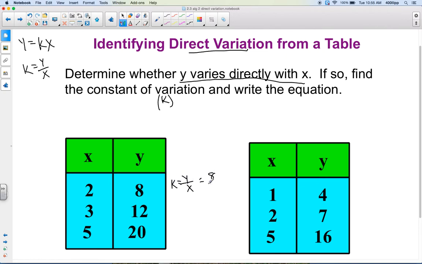So we have 8 over 2, that's a 4. Make sure you do the y over the x. 12 over 3 because it's rise over run. 12 over 3 is a 4. 20 over 5 is also a 4. So since we got every value of your constant to be a 4, it means that it is a direct variation.